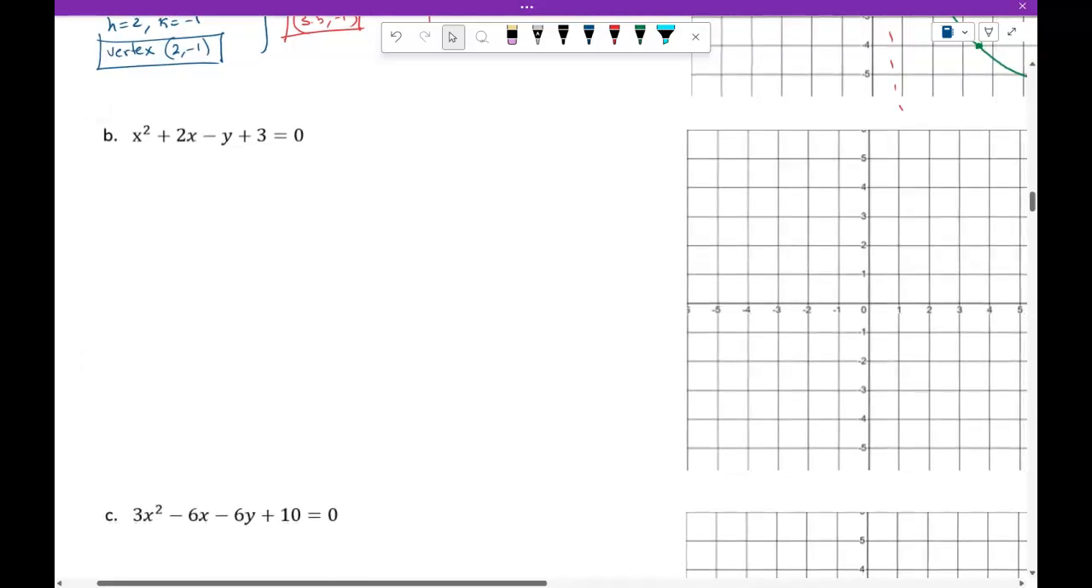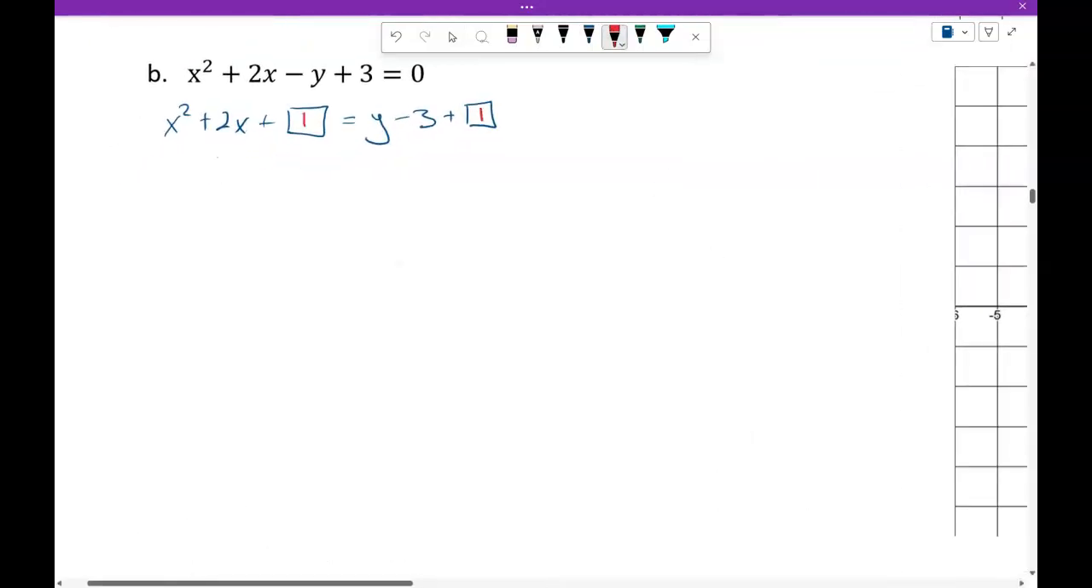Let's do it again with b. We want to complete the square. This time we're completing the square on x. So we'll leave our x terms on one side, and we're going to move our non-x terms to the other side.